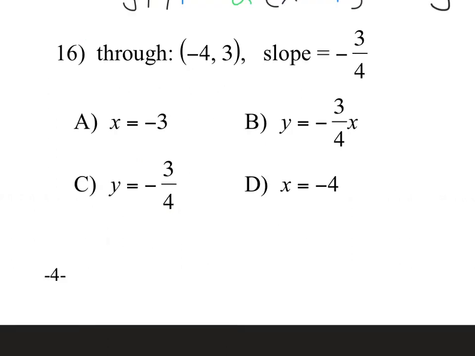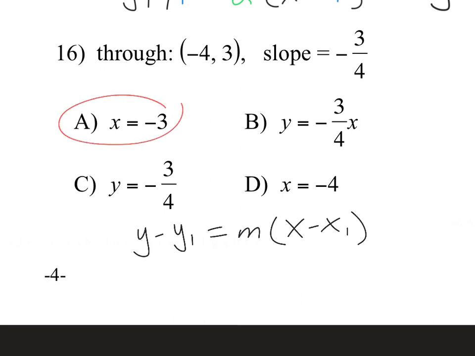Number 16, I'm going to start off by putting it into point slope form. So y minus y1 equals m times x minus x1. Because we want it in slope-intercept form, we know that for starters, it can't be A and it can't be D, because neither one of those has a slope of negative 3/4. Hopefully you remember that if it's an x equals equation, that is a vertical line which has an undefined slope, which is not that negative 3/4. So we know that it's going to be either C or it's going to be B.